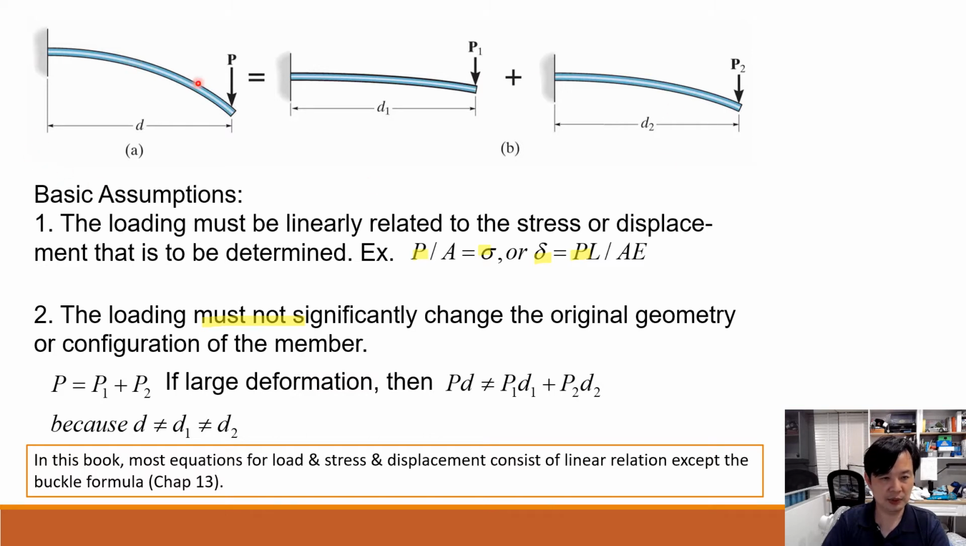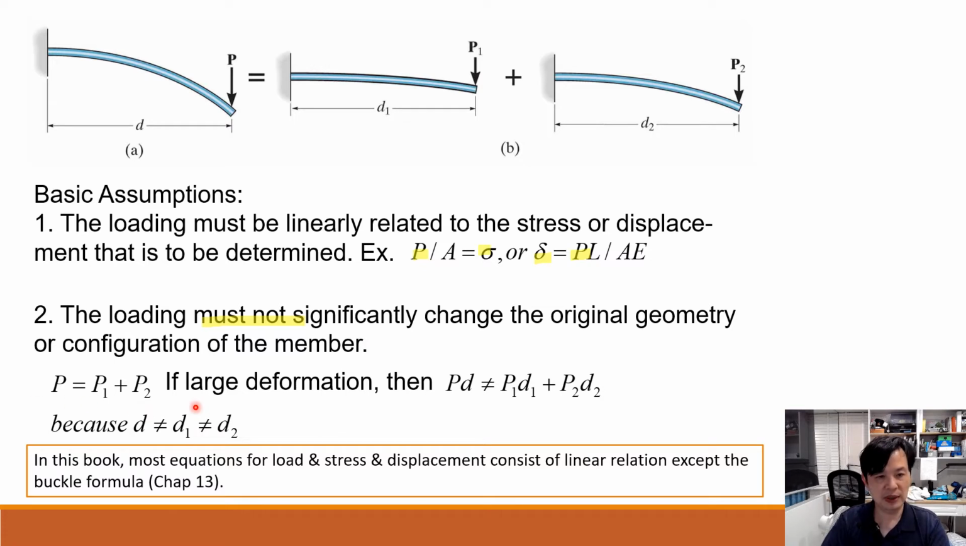For example, this is a good example for this case. This is the cantilever beam under the downward force P at the end of the beam. So when this beam deforms, the displacement or the stress of the cantilever beam can be derived by adding the two cases, where P1 plus P2 equals P. So this is the relation.